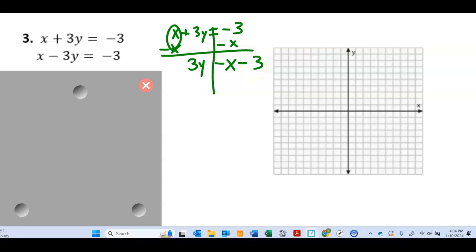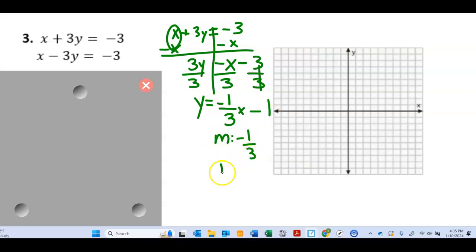And now you're going to divide. What am I going to divide by? +3. I'm going to get y equals -1 over 3 x. And then this is going to cancel, so it's going to be -1. So what's my m?